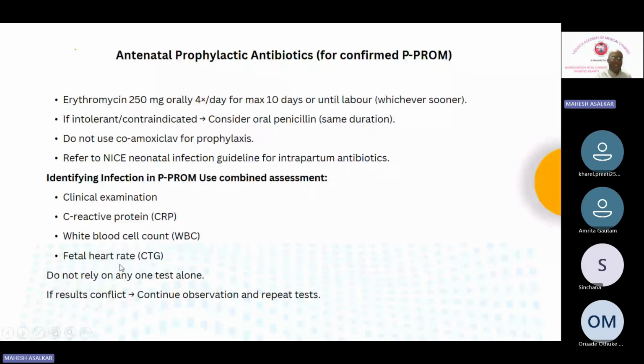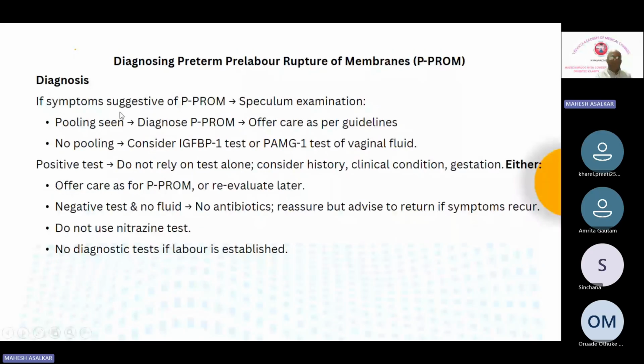Please remember these 2-3 things when to do what. The first is the speculum examination. Look for the pooling. If there is a pooling, there is a PPROM, then offer care. If there is no pooling, go for either IGF-BP1 or the PAMG-1 test.